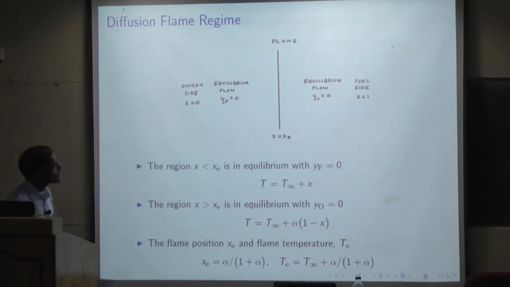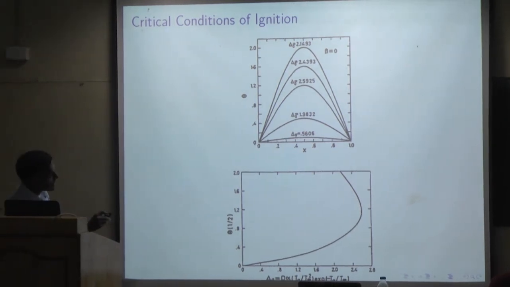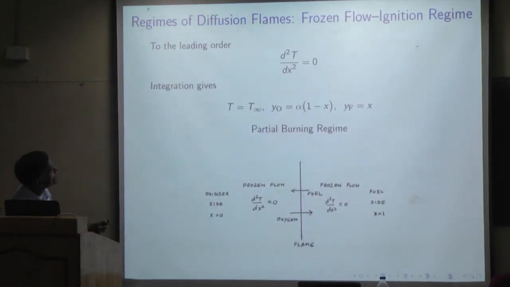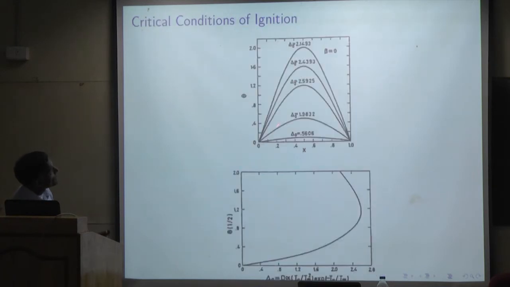Now I want to quickly show that Liñán's analysis is a regular perturbation analysis. Liñán looked at the frozen flow regime, where he calculated critical conditions of autoignition. He did a regular perturbation analysis and obtained the lower part of the S-shaped curve. From here, he was able to predict the Damköhler number at ignition.